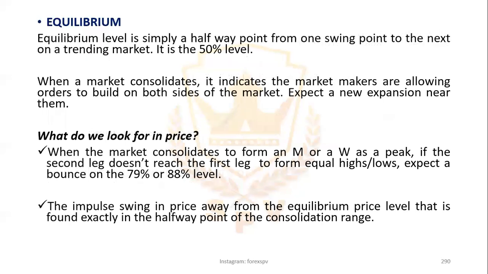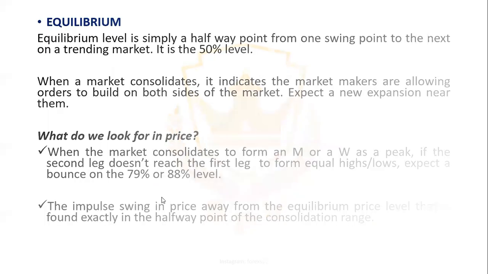So we'll talk about the equilibrium level, the premium market, and the discount market. We start with the equilibrium level. The equilibrium level is simply the halfway point from one swing point to the next. So it's the 50% level. So how do we use the equilibrium level?